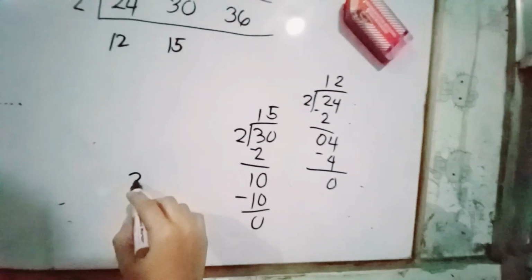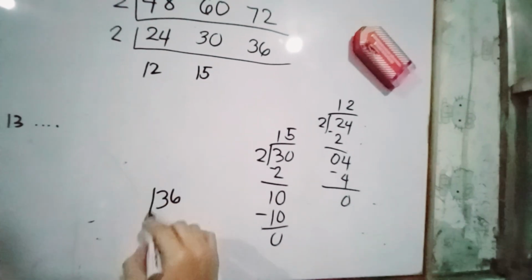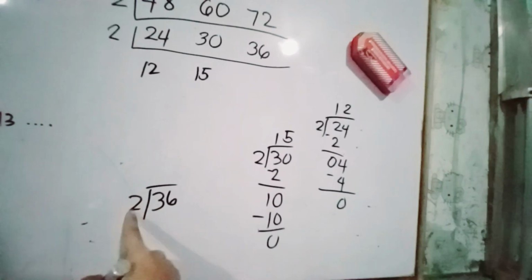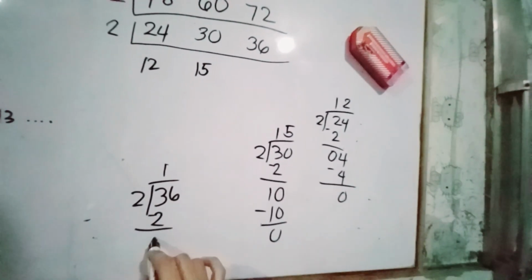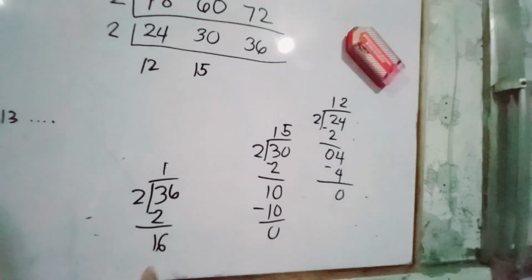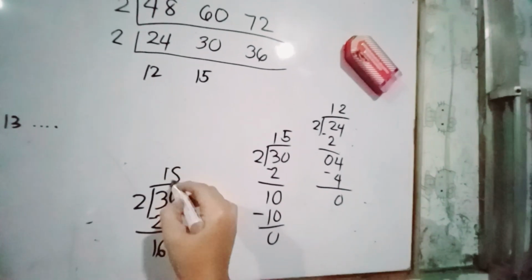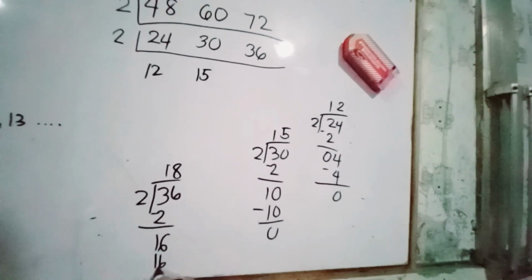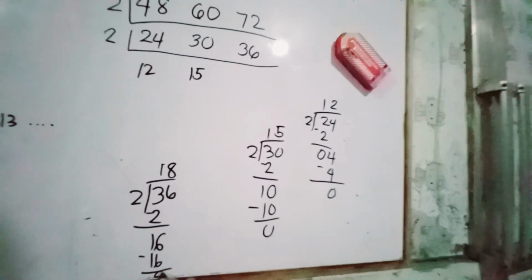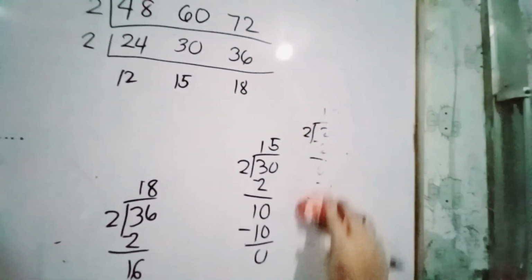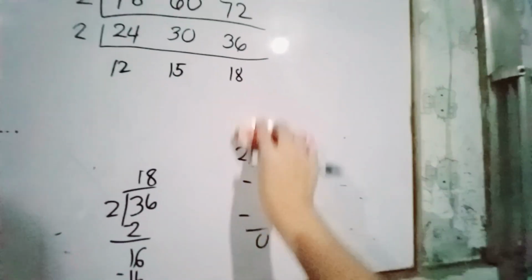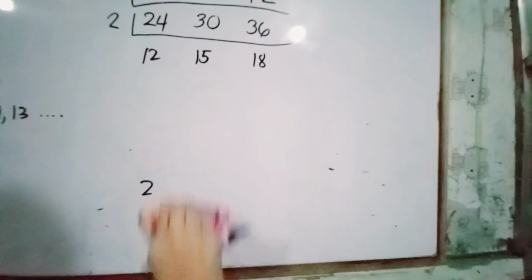36. 36 divided by 2. 3 divided by 2 is 1. 1 times 2 is 2. 3 minus 2 is 1. Bring down 6. 16 divided by 2 is 8. 8 times 2 is 16. 16 minus 16 is 0. The answer is 18. Okay? That's how you do it. Alright, let's continue.